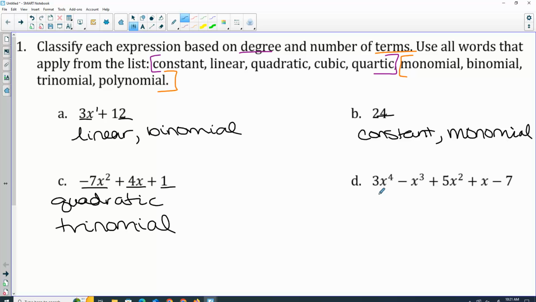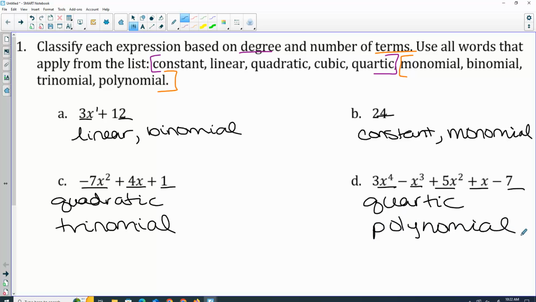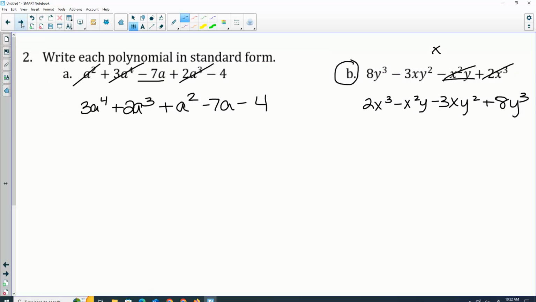Okay, letter D, my highest power is 4. 4 is? Quartic. I have 5 terms. What do we call that? Polynomial. Remember, polynomial is 4 or more. Alright, so on the test I would give you those words, but you have to be able to tell me what labels you use. Were you okay with that? We already worked both of those.